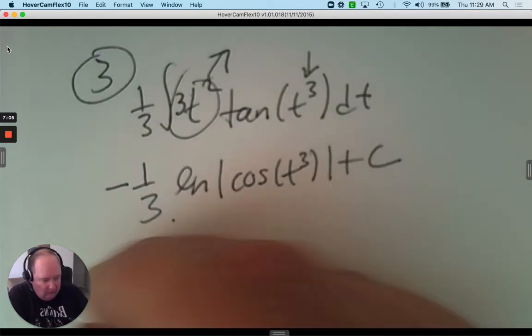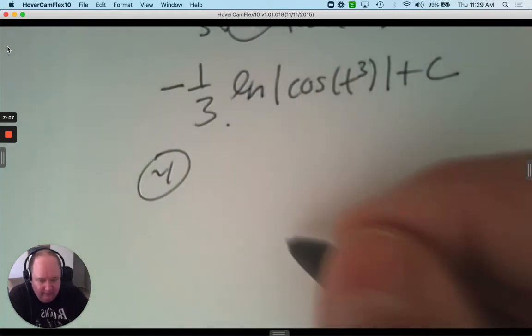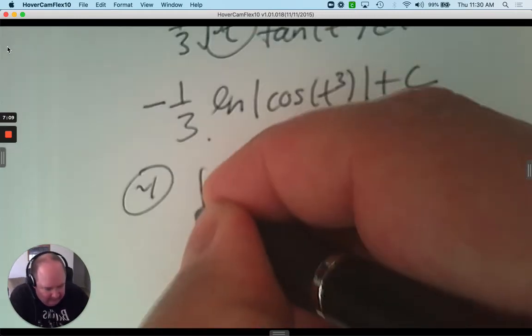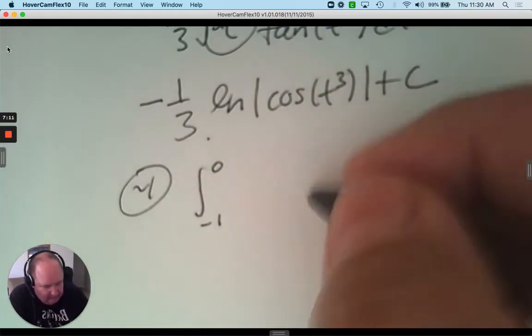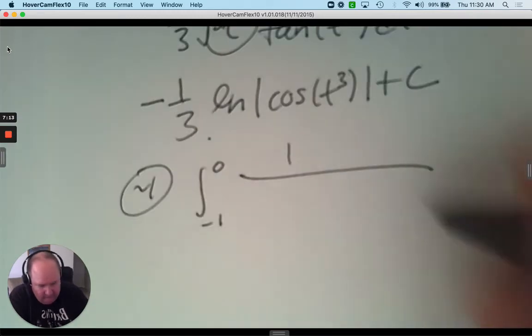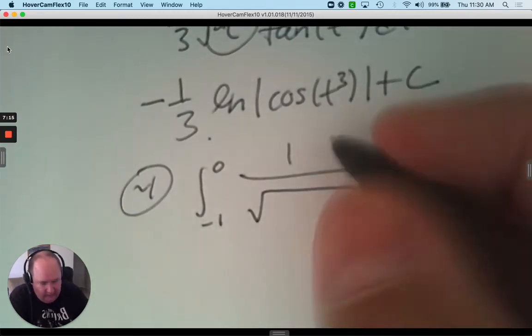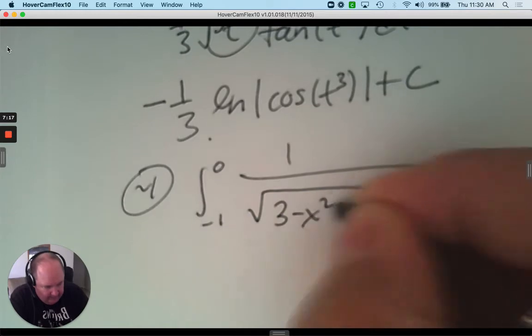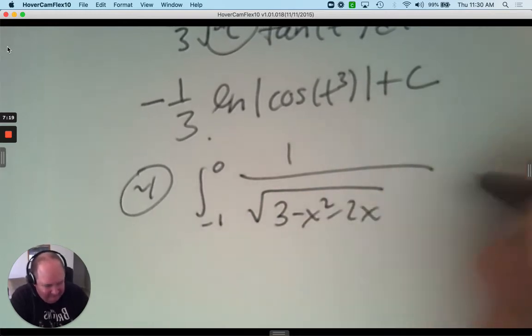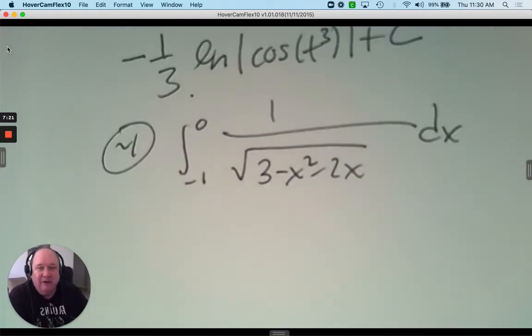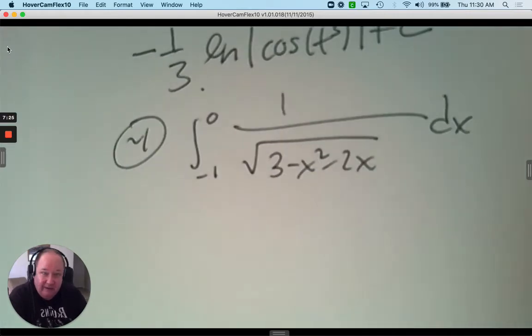Number 4. In number 4, this is a definite integral. There's a hint to complete the square. Thank you for the hint. Will that help me? So I want to complete the square here. So you know what? On the side, I'm actually going to do it and then come back to the question.